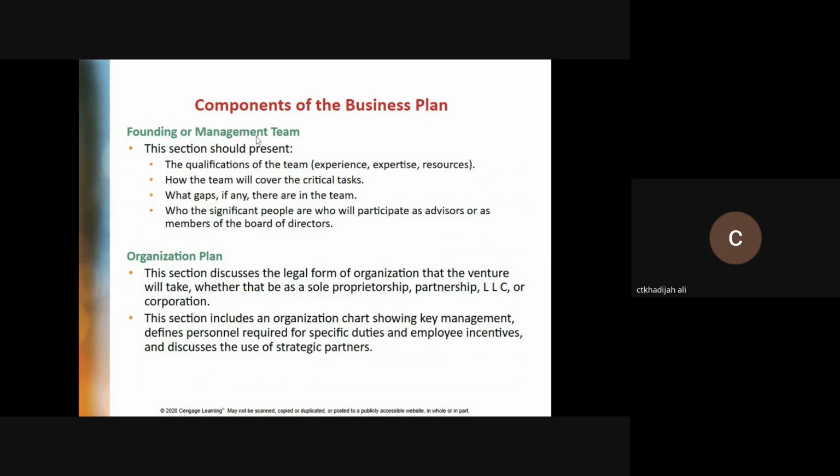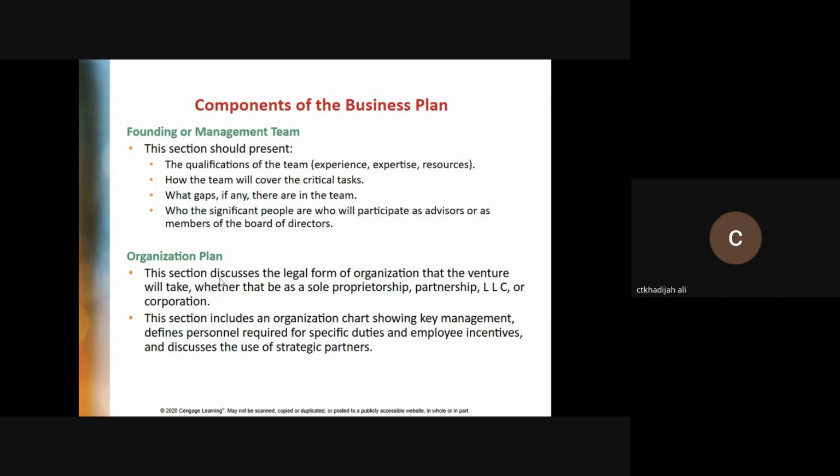For the founding and management team, this section will present the qualification of the team, whether your team is experienced, expertise, resources, how the team will cover the critical tasks, what happens if, let's say, one of your team passed away, things like that. So you must have all this plan and you should present it here.